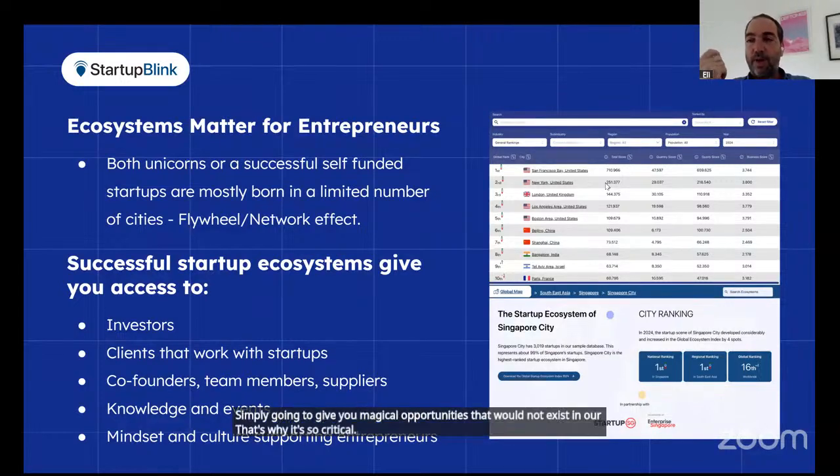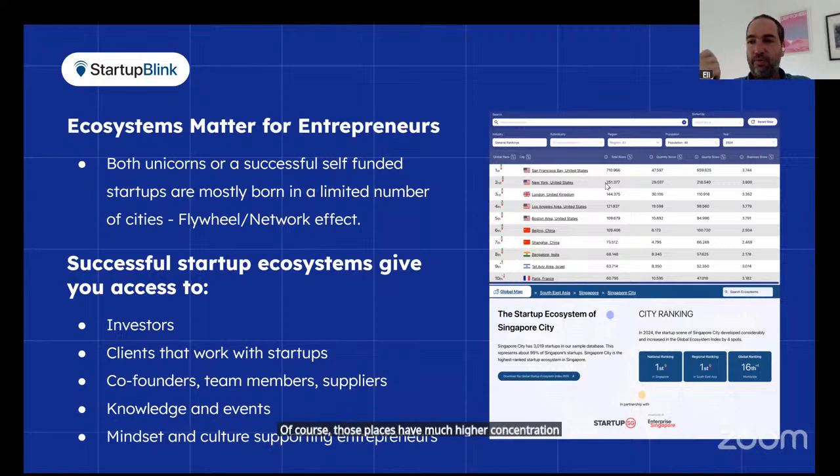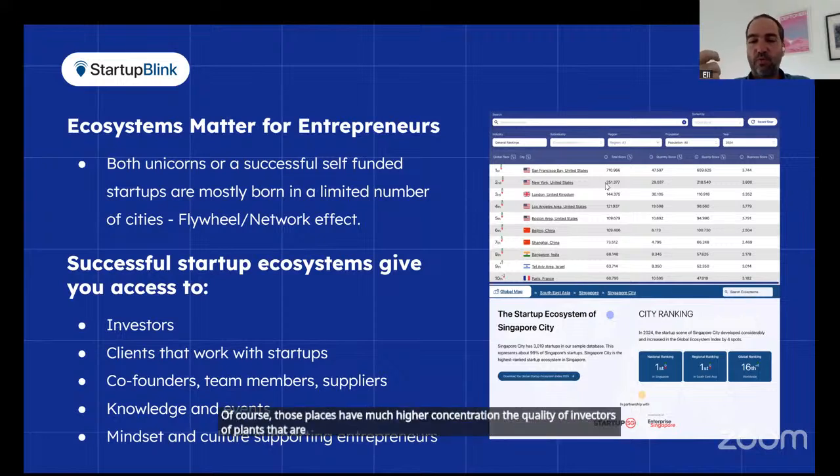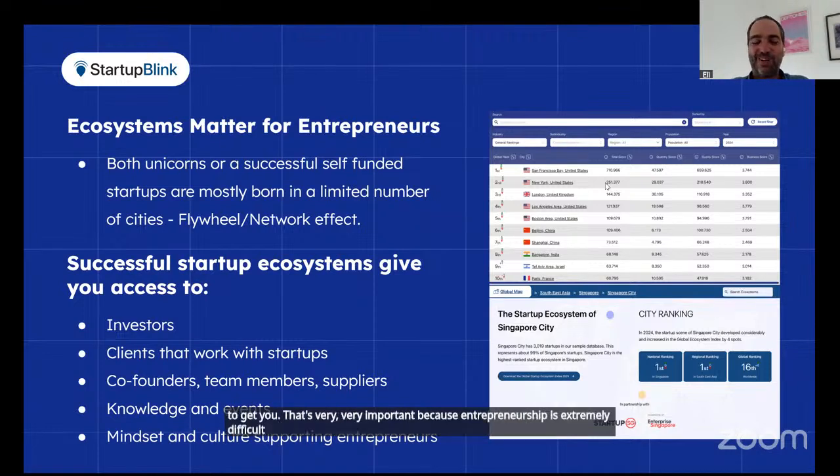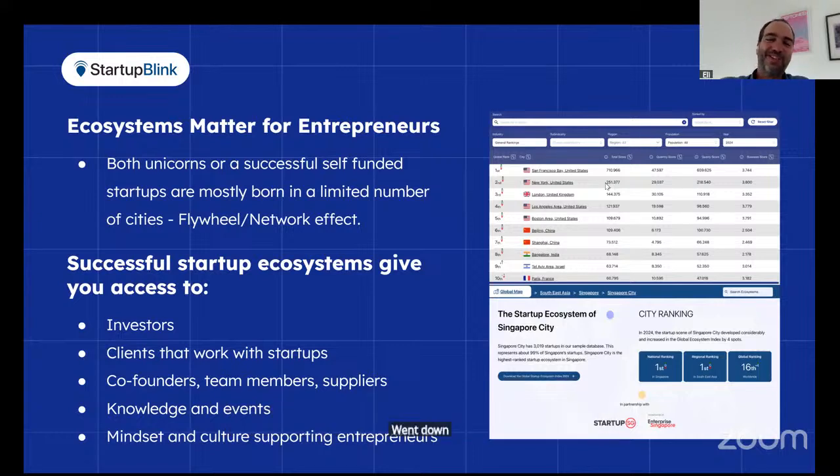And of course, those places have much higher concentration and quality of investors, of clients that are used to working with startups, of co-founders, team members, suppliers. You would have more knowledge and events there. You would be able to connect better. And also, at the emotional level, those places are supporting entrepreneurs. If you build a startup in a small village, in a family environment, everyone's going to tell you to get a job. If you do it in a place like San Francisco, New York, or London, people are going to get you. That's very, very important because entrepreneurship is extremely difficult. So there are many, many reasons why 90% of the unicorns of the world are located in just a few cities when there are 10,000 cities globally. So that's always been interesting to check.